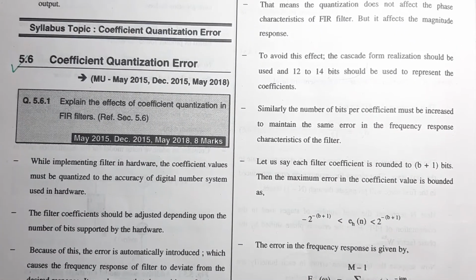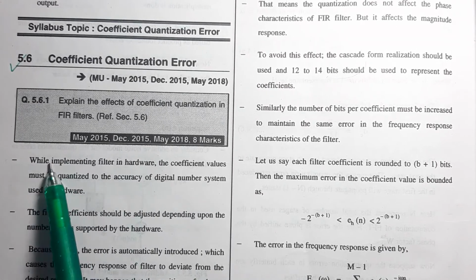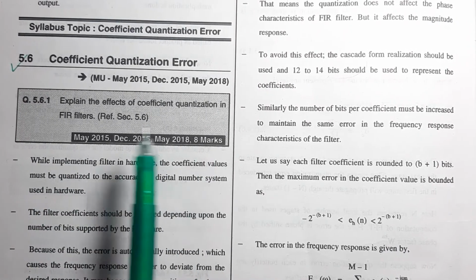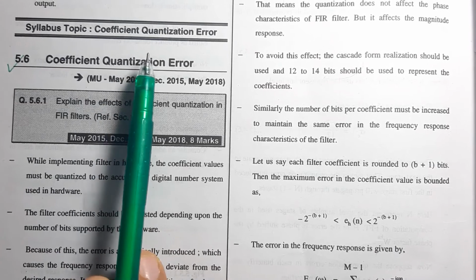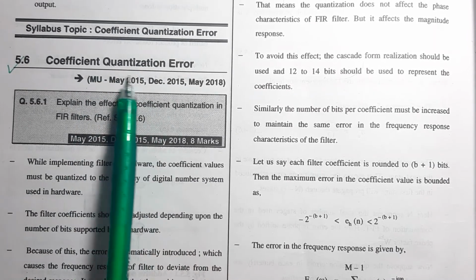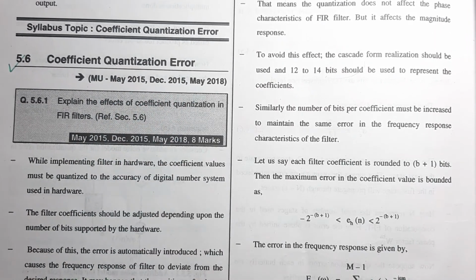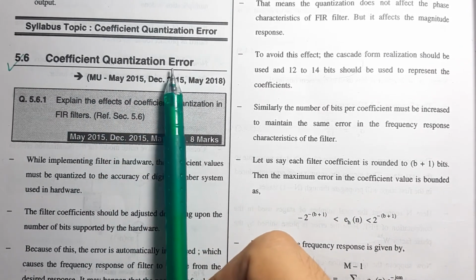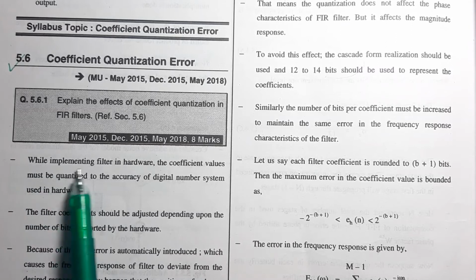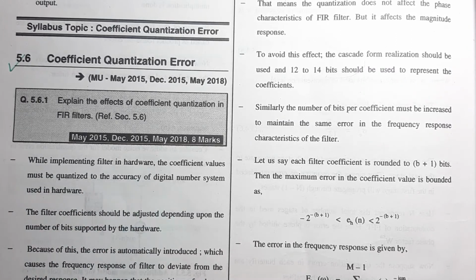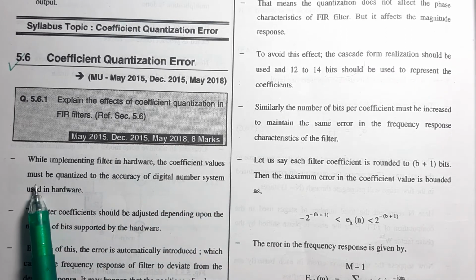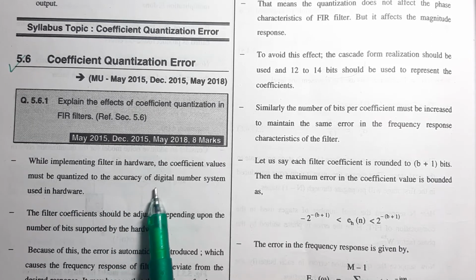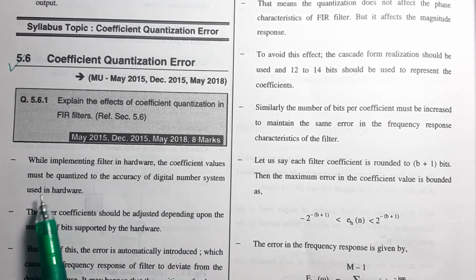Now, while implementing the filter, what do we mean by coefficient quantization error? An important topic. Many a time it has been asked in the exam. So yes, what do we mean by coefficient quantization error? Let's discuss now. While implementing a filter in your hardware, the coefficient values must be quantized to the accuracy of the digital number system used in your hardware.